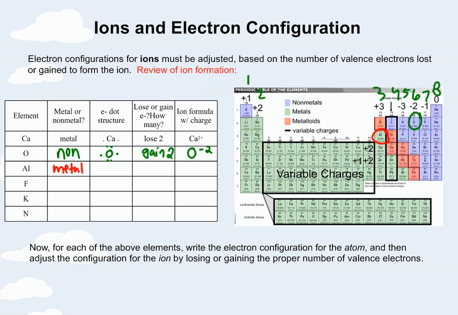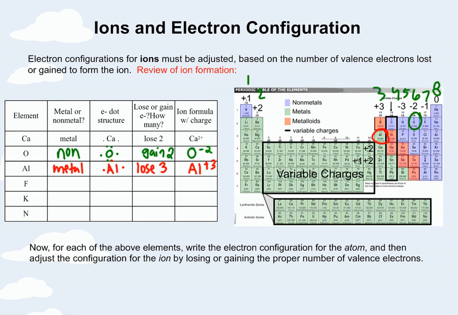It has 3 valence electrons, so we'll put 3 dots around it. Aluminum, because it's a metal, is going to lose its electrons. It's going to lose those 3 electrons, and by losing those 3 electrons, it becomes Al plus 3. Okay? Try fluorine, potassium, and nitrogen on your own and check them with the key online.